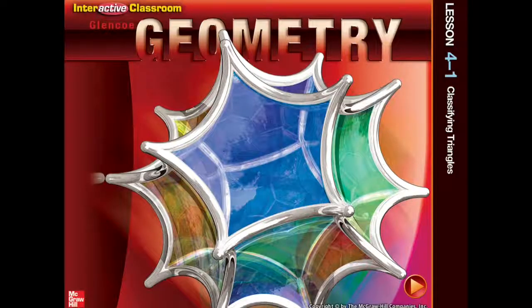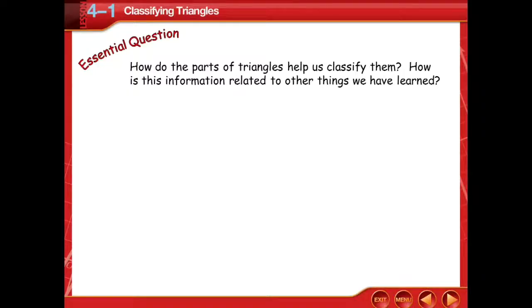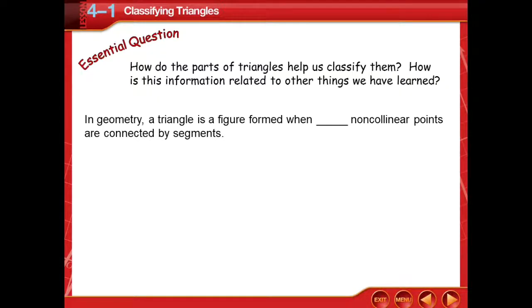Lesson 4-1, Classifying Triangles. How do the parts of triangles help us classify them, and how is this information related to other things we have learned? In geometry, a triangle is a figure named when three non-collinear points are connected by segments. So here are my three non-collinear points, and if I connect those segments, I now have a triangle.